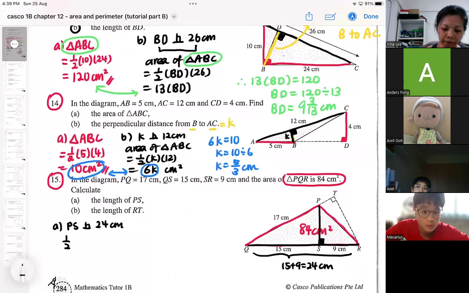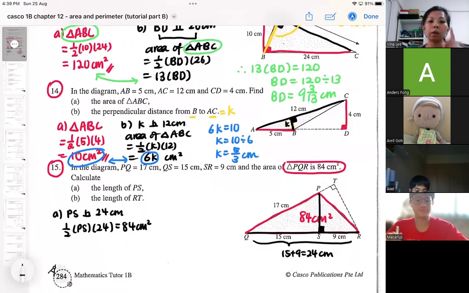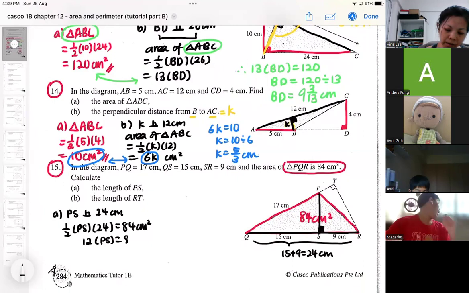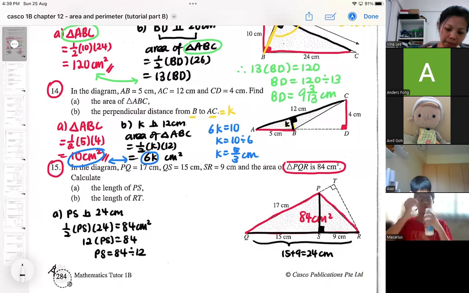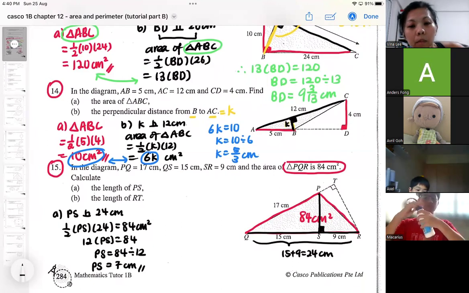Which means half times PS times 24 will give 84 centimeters squared. So you look for the 90 degrees, which is perpendicular. I will have 12 PS, and then to find PS, I just divide. And don't forget to put units.